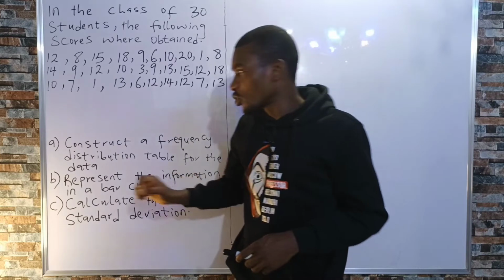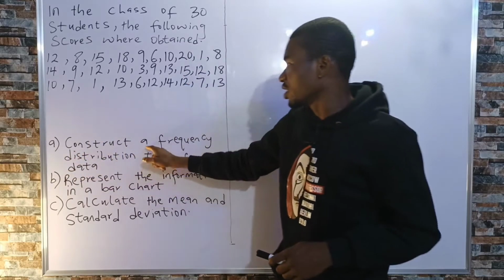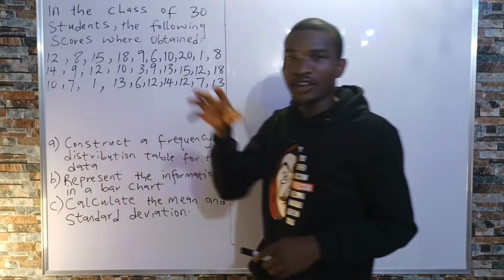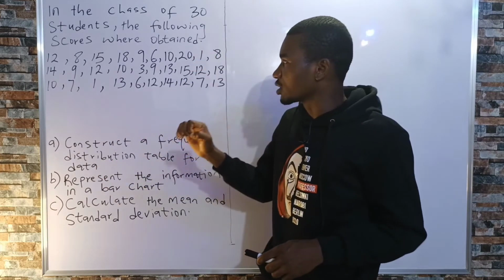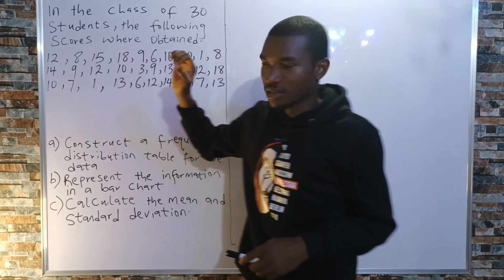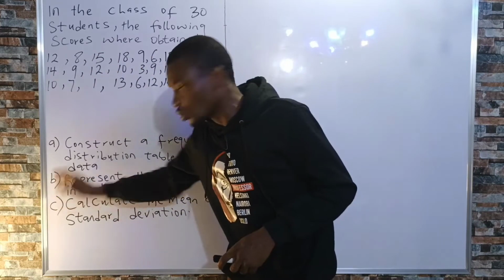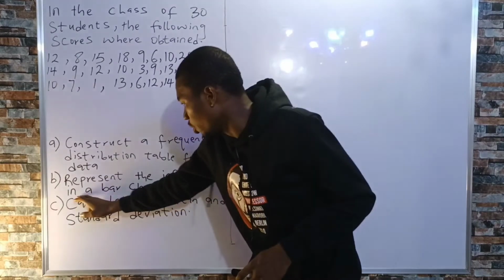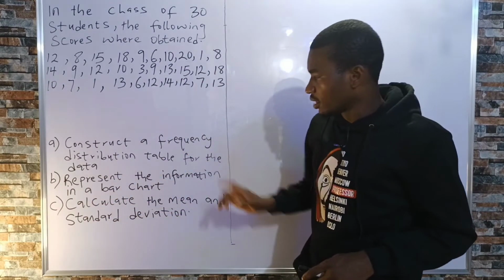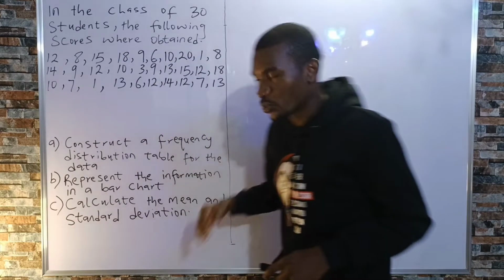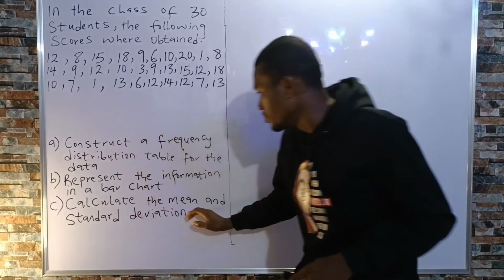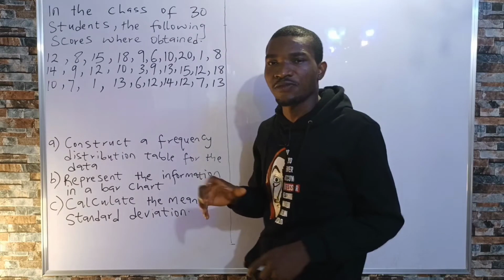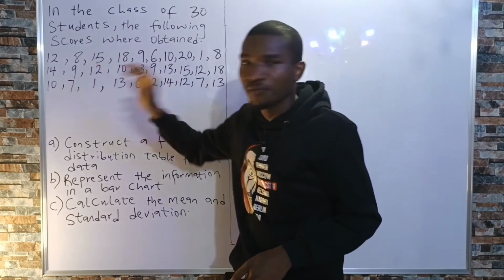For the A part of the question, we are asked to construct a frequency distribution table for the data. For the B part, we are asked to represent the information on a bar chart. While for the C part, we are asked to calculate the mean and standard deviation of this given set of data.